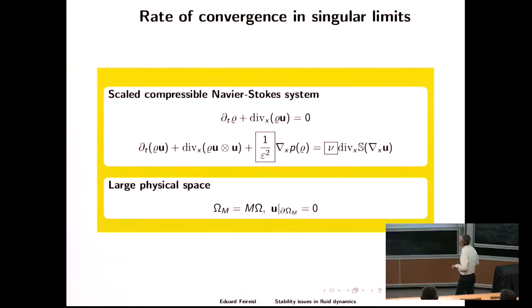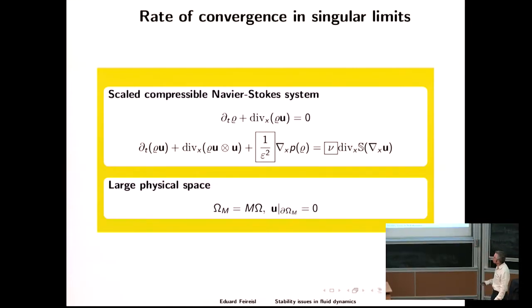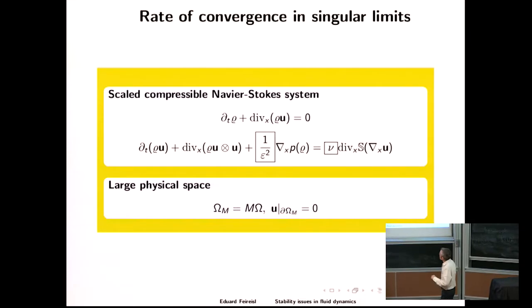Sometimes it is important also to know how fast your solution actually converges to the limit problem. As an example, I take a simplified system. I don't consider the temperature now, because I would like to speak about the results we were able to prove. I'm not saying that it cannot be done for the full system, but let me concentrate on some simple situation, which is just scale compressible Navier-Stokes. So I forget the temperature for the time being, and I take a bit simpler scaling here.